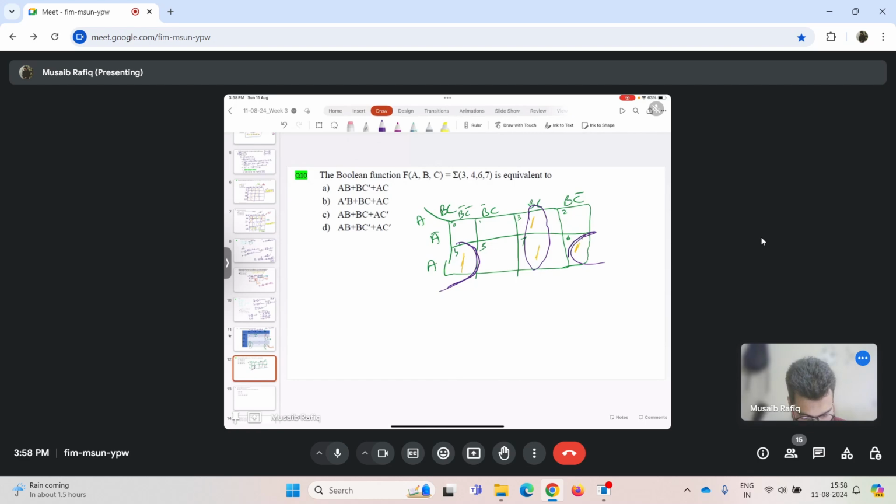First this term, and this term. So my F will be equal to the contribution from this is BC, contribution from this is AC bar, and contribution from this term is AB. So this is equal to AB plus BC plus AC bar. That is option C, as all of you have written correctly.